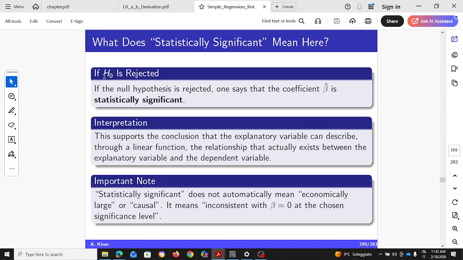Now, what does statistically significant mean? If we reject the null hypothesis, one can say that the coefficient is statistically significant. If we reject the null hypothesis and come to the conclusion that beta is not equal to 0, this means our test has some statistical significance, and that significance is that we have a slope and there is a relation.